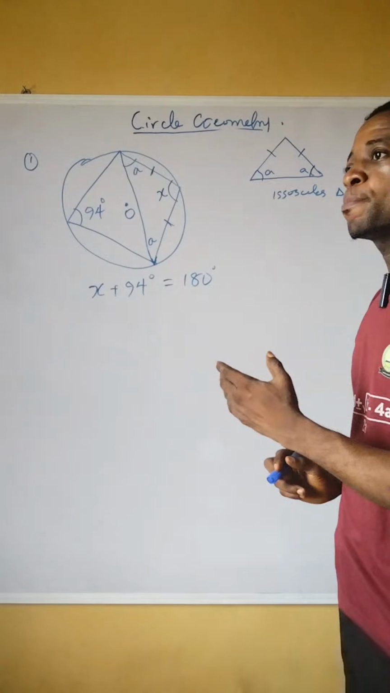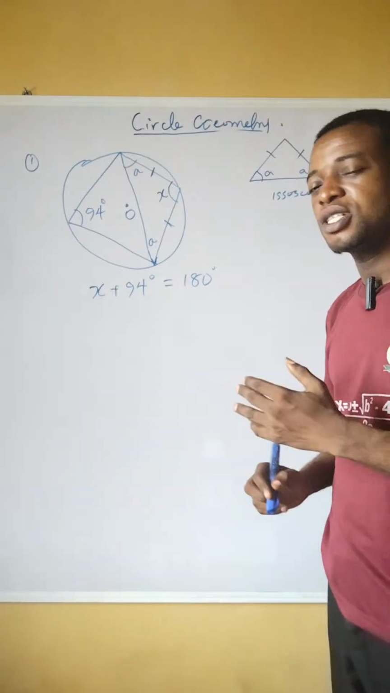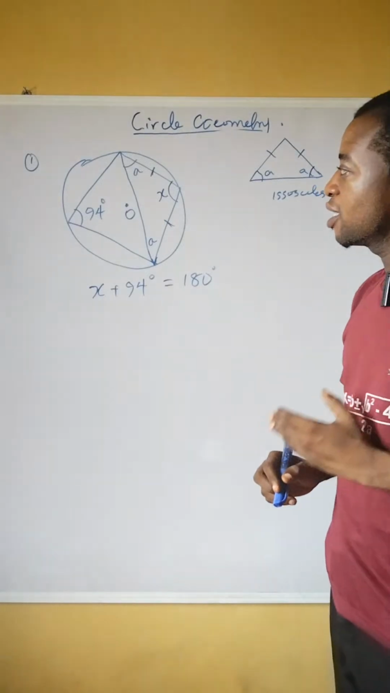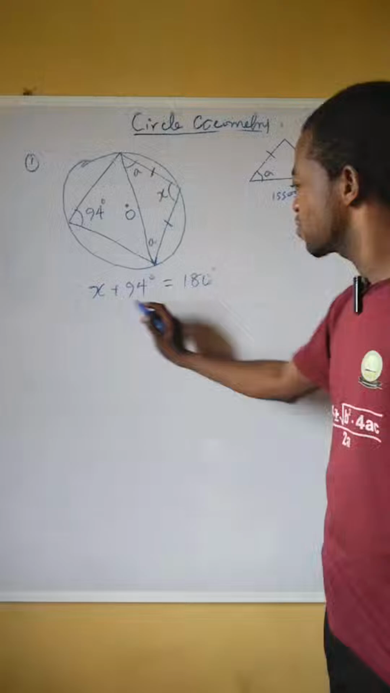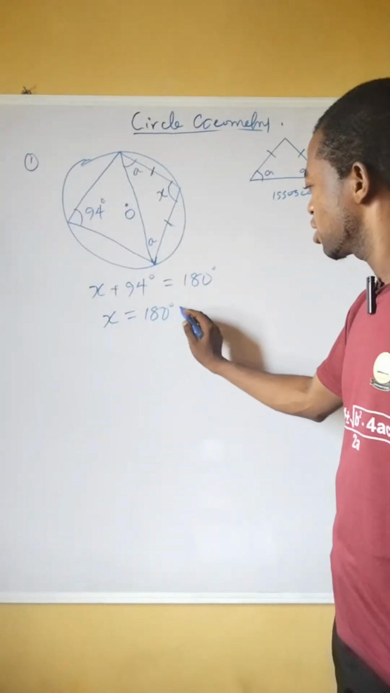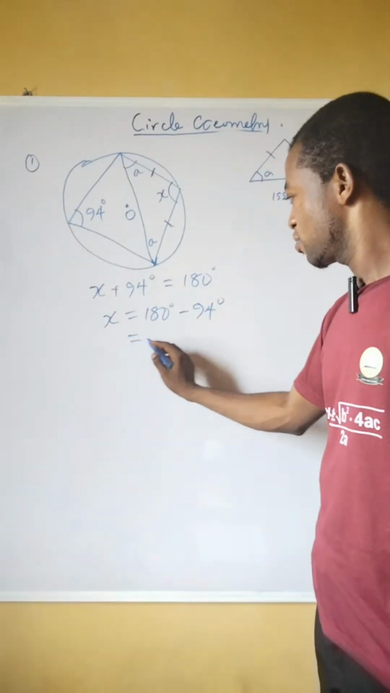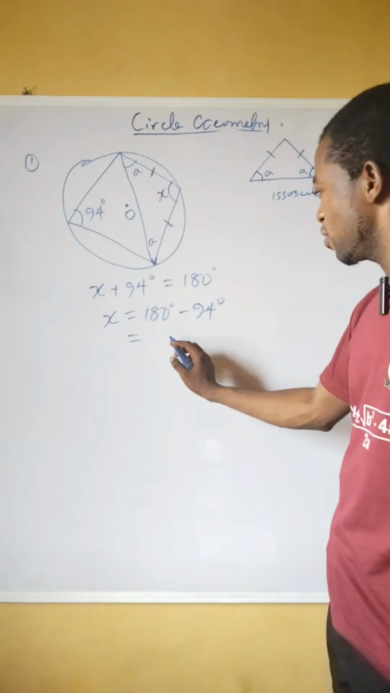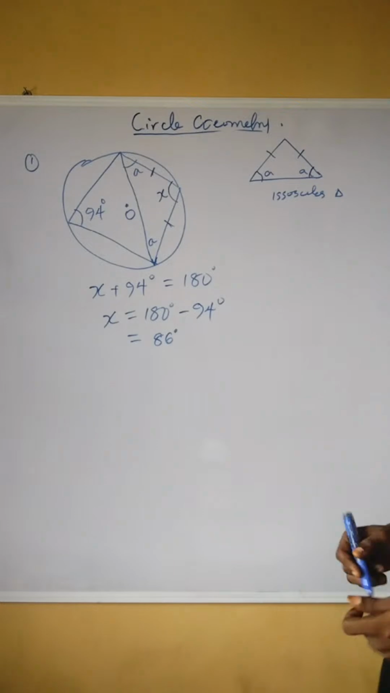That is why, if you want to be able to solve questions on circles, the first thing is to master those theorems and know how to use them. So x equals 180 degrees minus 94 degrees, which implies x equals 86 degrees here. Are we there?